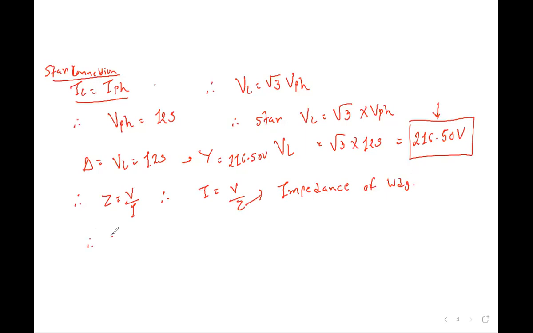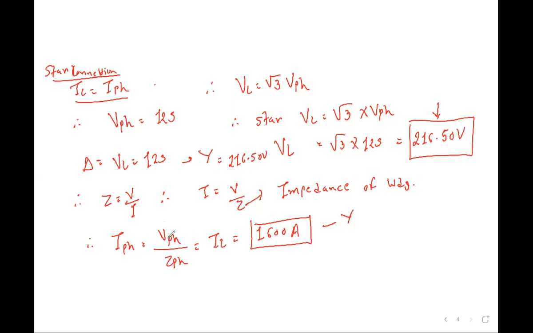Okay, so you can say the phase current is VPH divided by ZPH, which is equal to my line current. It remains the same for both cases. We already got the 1600 ampere when it was delta connected. So my phase current or line current remains the same for star connection.